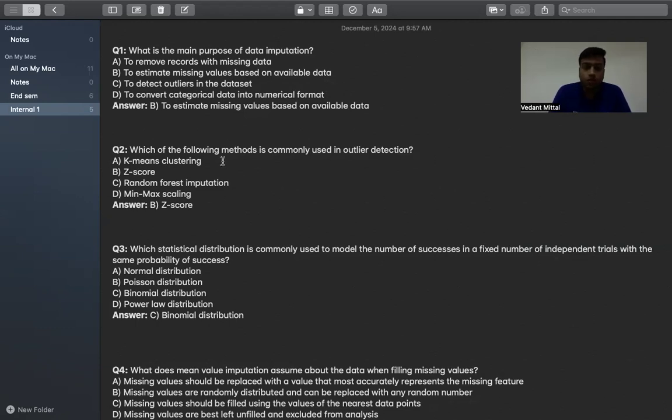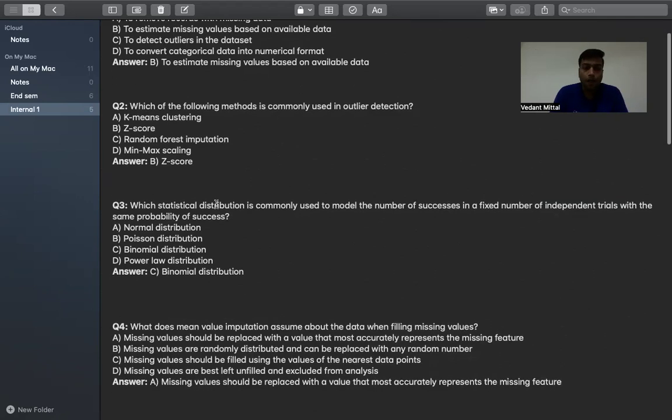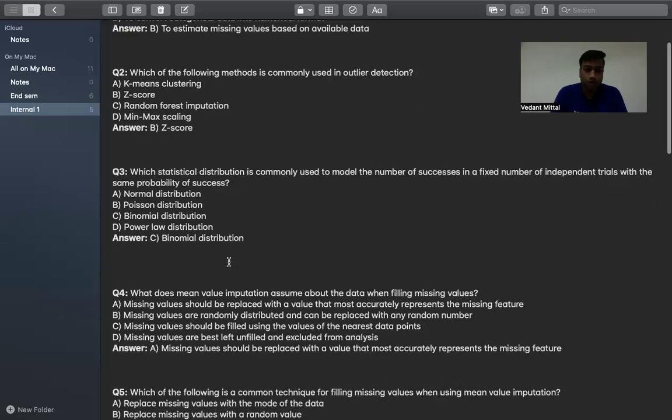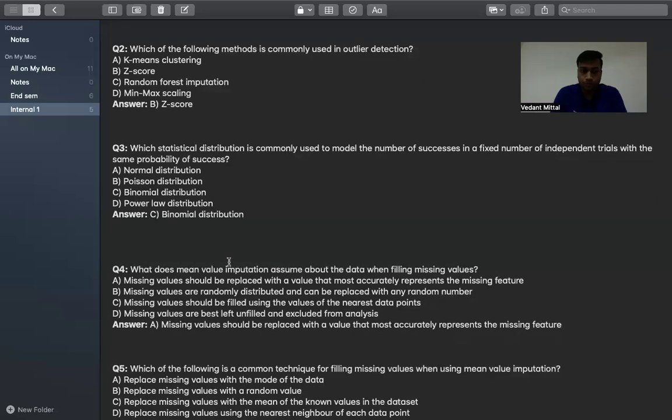Second question is, which of the following methods is commonly used in outlier detection? K-means clustering, Z-score, random forest imputation, or min-max scaling? So the answer is Z-score. Third question is, which statistical distribution is commonly used to model the number of successes in a fixed number of independent trials with the same probability of success? Normal distribution, Poisson distribution, binomial distribution, power law distribution. So the answer is binomial distribution.